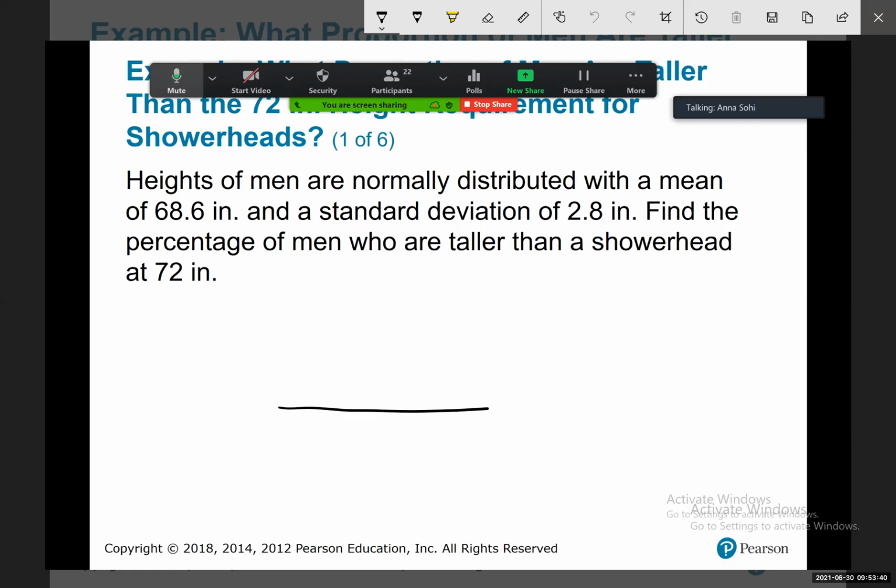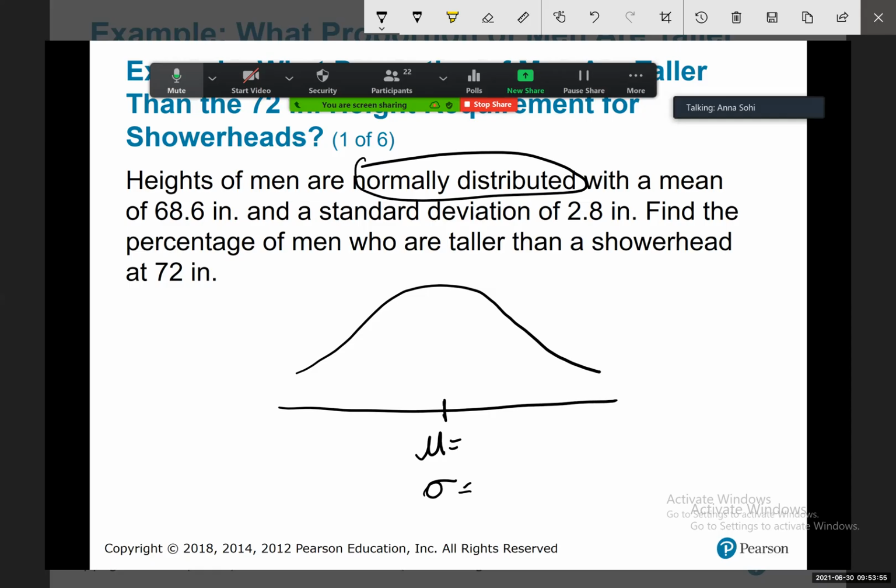Anytime you see normally distributed, you start with the graph. Do you see me writing? Yes. Thank you. So as soon as you see normally distributed, you put the curve with the mean of 68.6 and a standard deviation of 2.8, and you write that underneath on the graph.